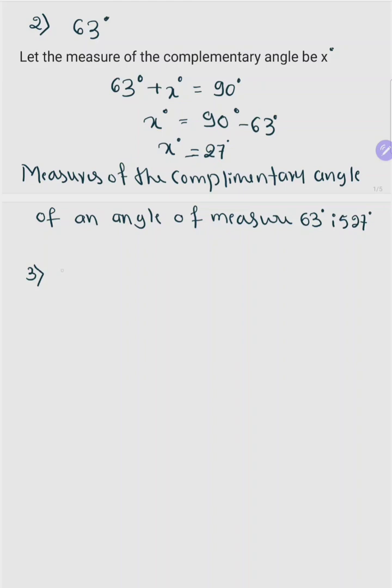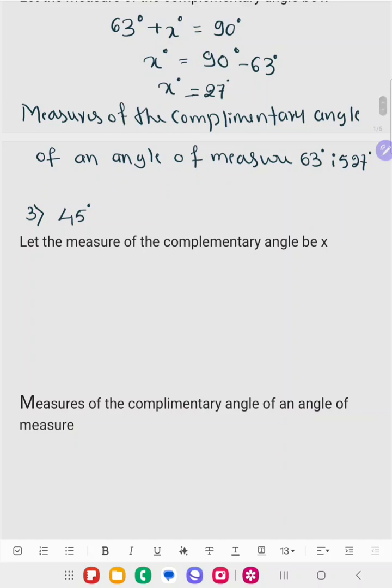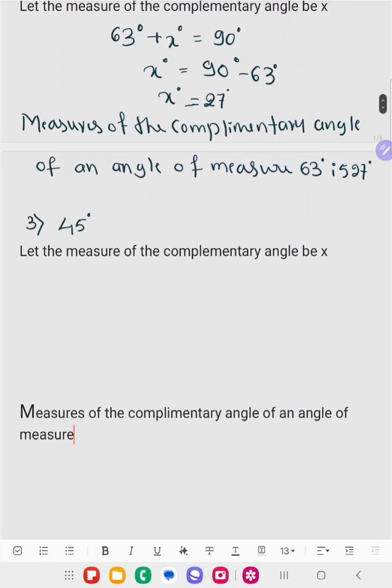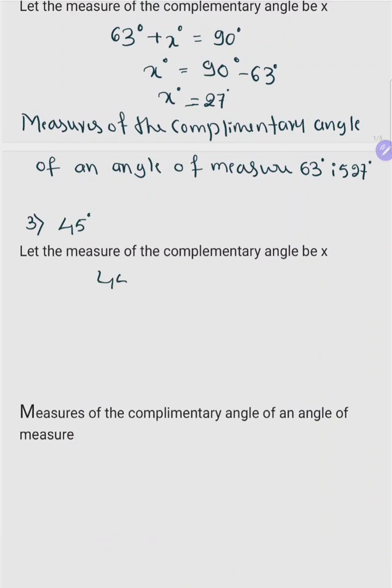Third one is 45 degree. Let the measure of the complement angle be x degree. How to write here? 45 degree plus x degree equal to 90 degree. And x degree is equal to 90 degree minus 45 degree. How much is it? 45 degree. 45 degree plus 45 degree, how much is it?